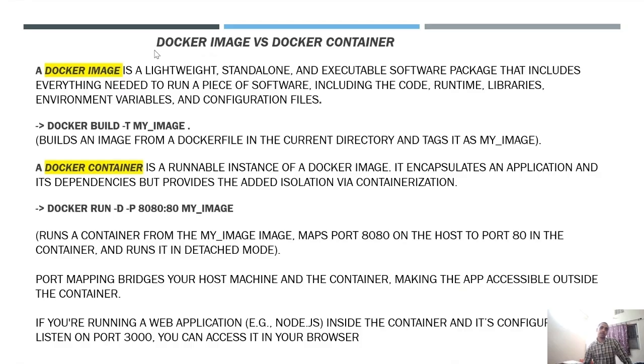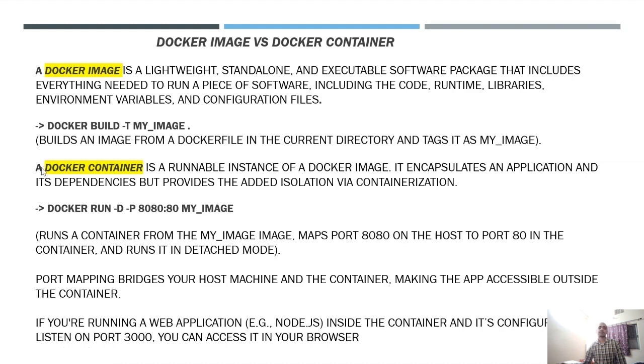So Docker image versus Docker container. A Docker image is a lightweight, standalone and executable software package that includes everything to run a piece of software, including the code, runtime, environment libraries, environment variables, configuration files. How to create a Docker image? The command is docker build -t for tag, then the image name. After that, the period for the current directory. It builds an image from the Dockerfile in the current directory and tags it with whatever name you provide.